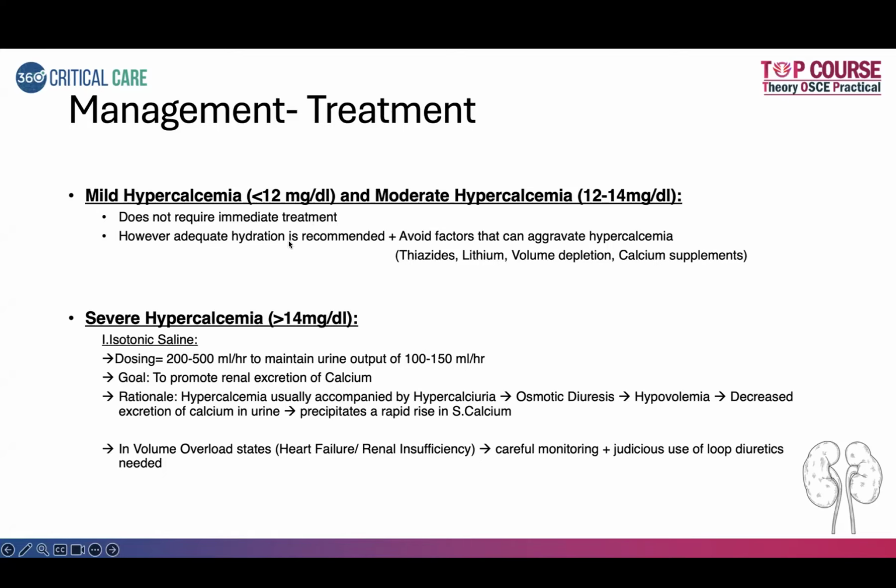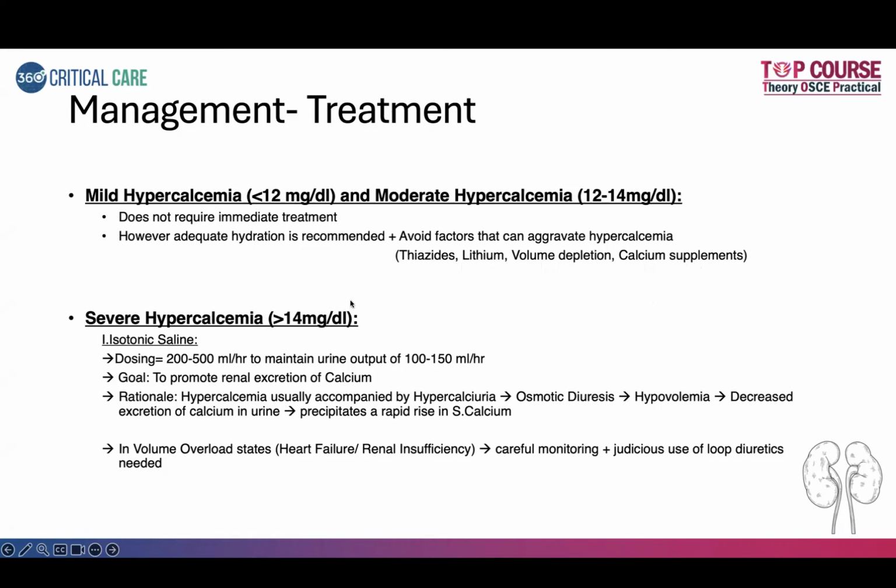However, adequate hydration is recommended because, like I said, hypercalcemia will induce dehydration and that can cause various complications. In addition to that, you need to avoid any other precipitating factors like thiazide intake, lithium, and volume depletion, and if calcium supplements are being administered, that needs to be stopped.